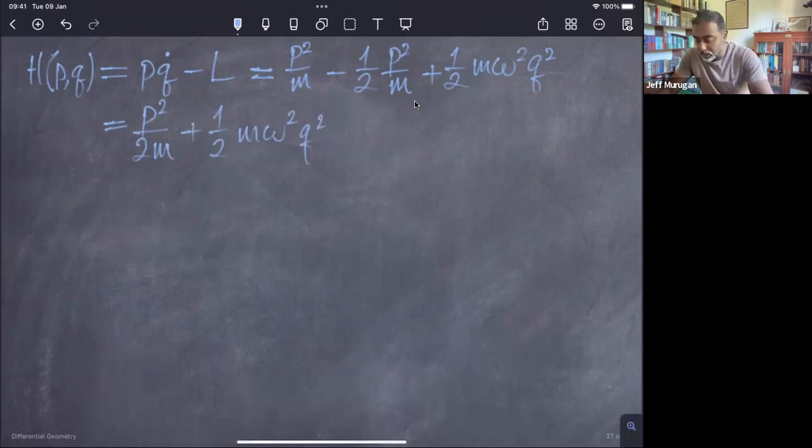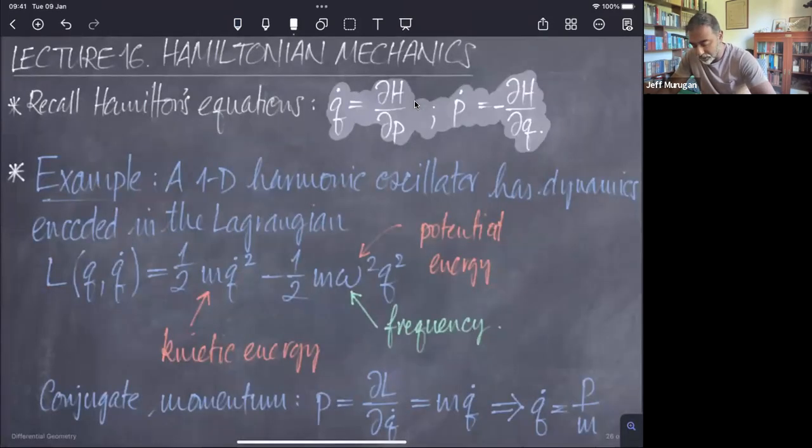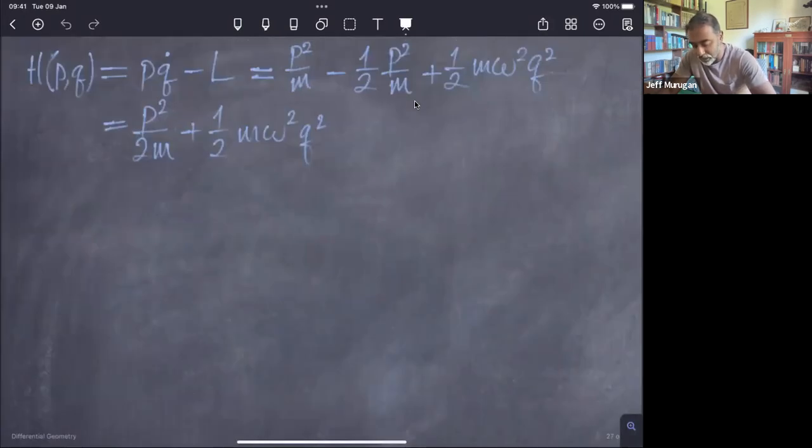So again, this is the kinetic energy, and this is the potential energy, and the difference between the Lagrangian and the Hamiltonian is this sign here. So where the Lagrangian is the difference between the kinetic energy and the potential energy, the Hamiltonian is the sum of the kinetic energy and potential energy. So in this way, the Hamiltonian corresponds to the total energy of the oscillator.